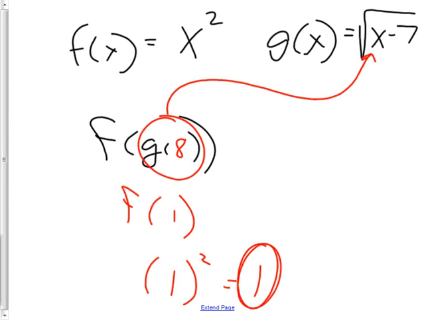Now, here's the hard part. Remember how on all the other functions we could add them and subtract them and divide them and stuff, but we always had to find their domains, and that was the hard part? Well, that's what we have to do now. Just find the domains on these things.